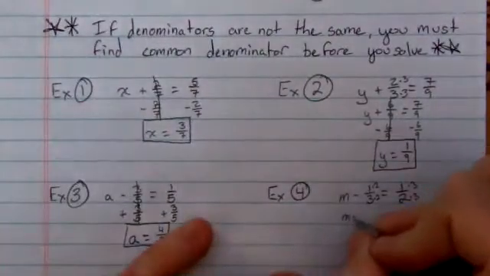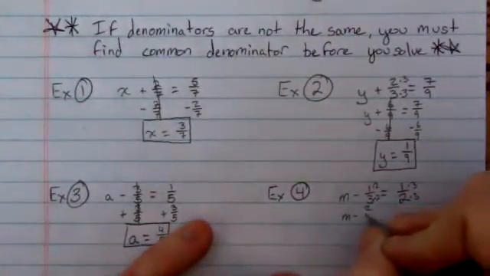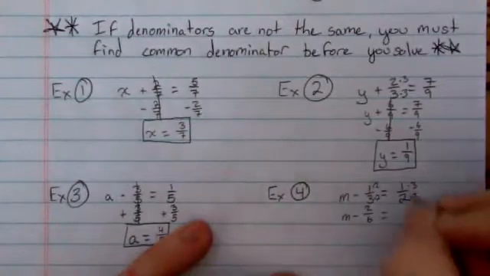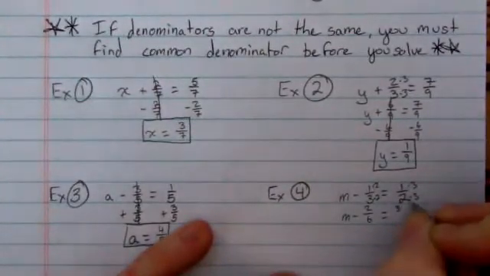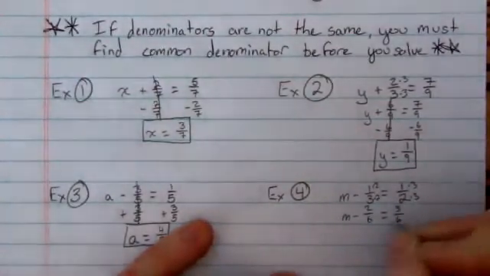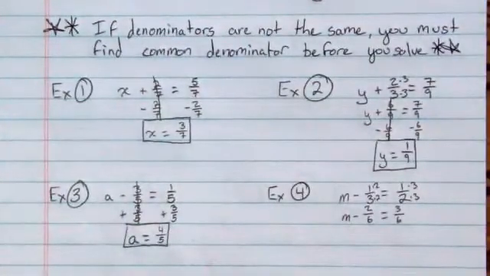So we get m minus 2 times 1 is 2, 3 times 2 is 6, 3 times 1 is 3, 2 times 3 is 6. Now we have a common denominator. So guess what we get to do?